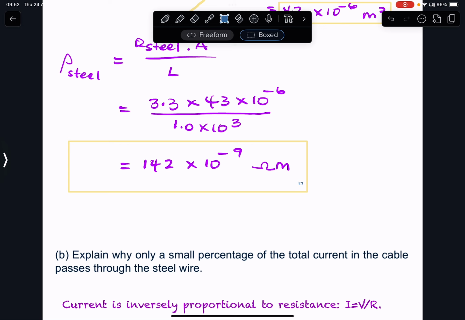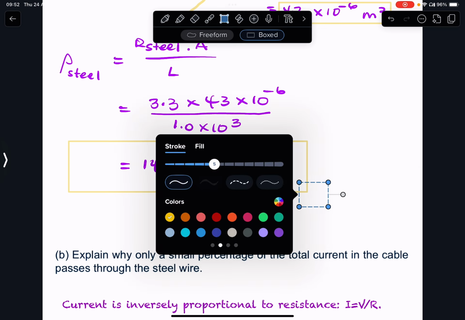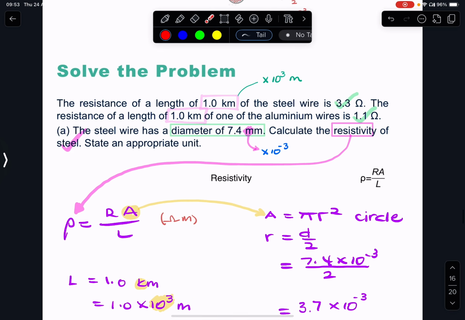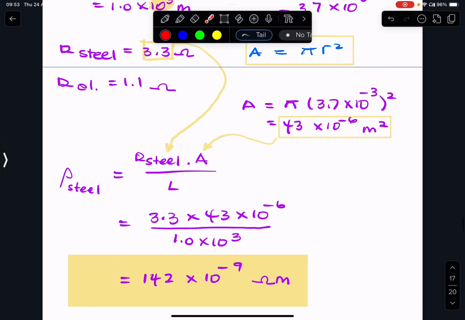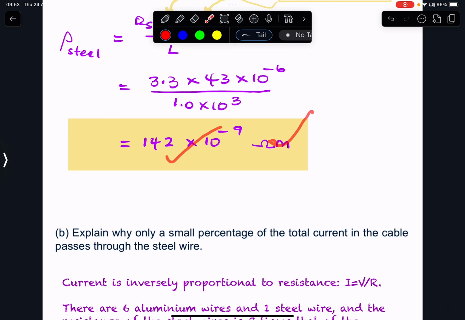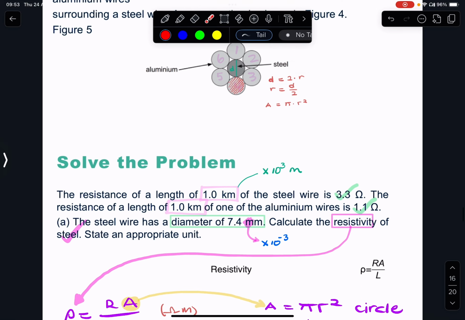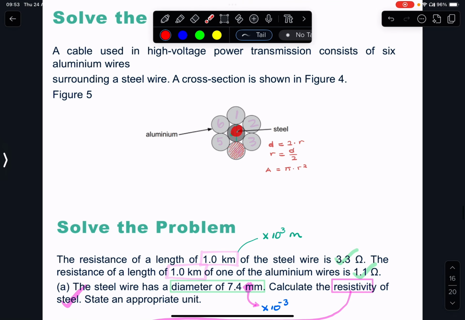They didn't ask for the resistivity of the aluminium. So that's your final answer for part A. Calculate the resistivity of steel, state an appropriate unit. We've done that. Right. It's now asking for an explanation why only a small percentage of the total current goes through the steel wire. So remember, we have steel and we have aluminium.